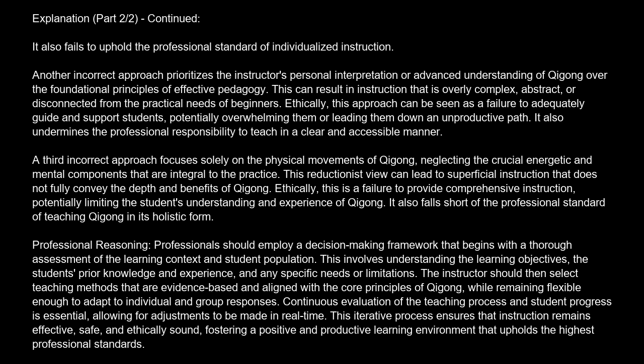Professional reasoning. Professionals should employ a decision-making framework that begins with a thorough assessment of the learning context and student population. This involves understanding the learning objectives, the student's prior knowledge and experience, and any specific needs or limitations. The instructor should then select teaching methods that are evidence-based and aligned with the core principles of Qigong, while remaining flexible enough to adapt to individual and group responses. Continuous evaluation of the teaching process and student progress is essential, allowing for adjustments to be made in real time. This iterative process ensures that instruction remains effective, safe, and ethically sound, fostering a positive and productive learning environment that upholds the highest professional standards.